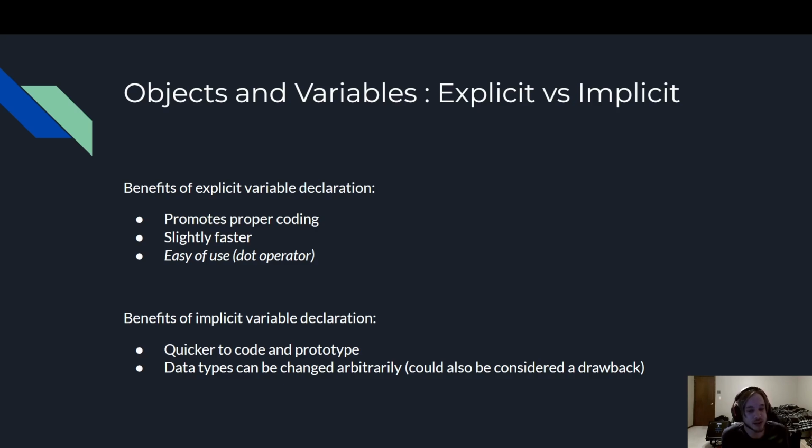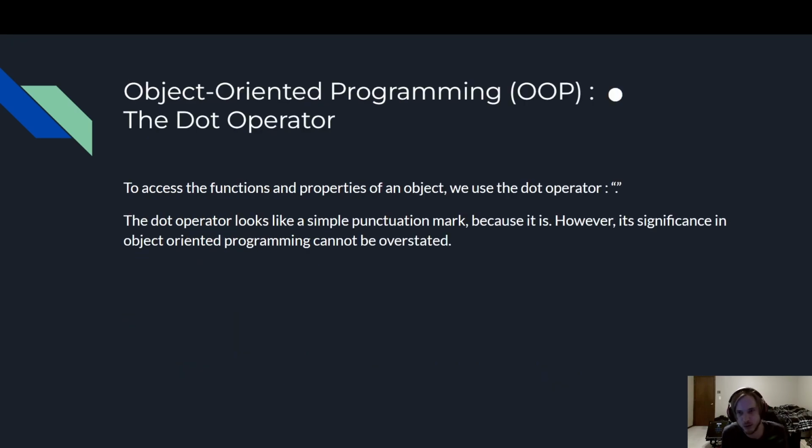The benefits of implicit variable declaration are it's quicker to code and to prototype. You don't know what data type you're going to need. It's easier to just forget about it. And data types can be changed arbitrarily, which is a double-edged sword. If you need to do that and that's what you mean to do, then that's fine, but it's most likely a drawback.